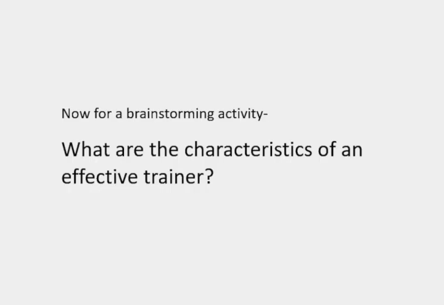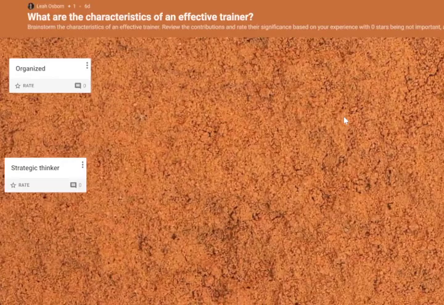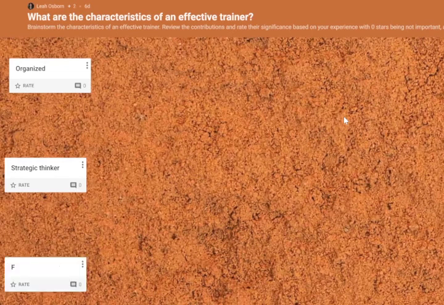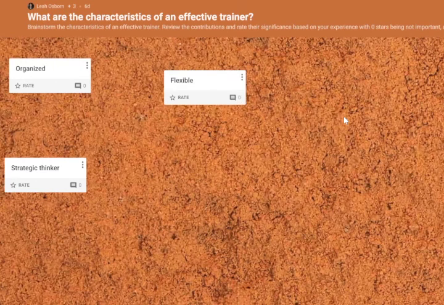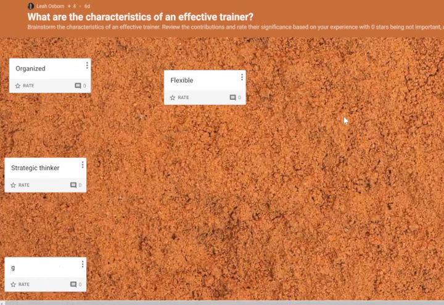The next thing that we're going to do is a brainstorming activity. The way that this works, we're going to use a tool called Padlet, which is a virtual brainstorming tool. You can get a free version of it if you want to try it. It's kind of fun. What I want you to brainstorm is the characteristics of an effective trainer. If you can think about a time where either you were participating in a training or you were the trainer and things really went well, what are some of the things that make someone an effective trainer? So I want you to do some brainstorming on that.